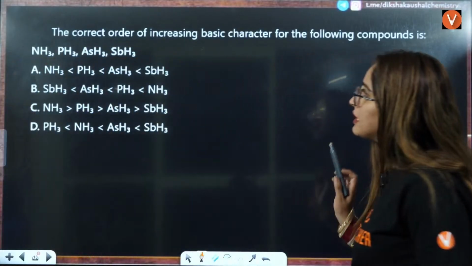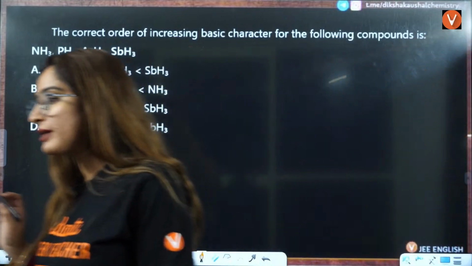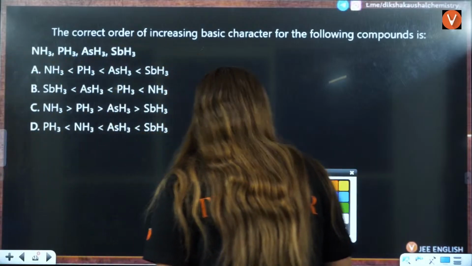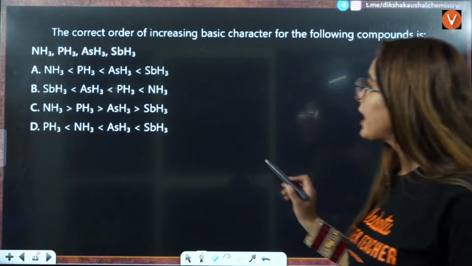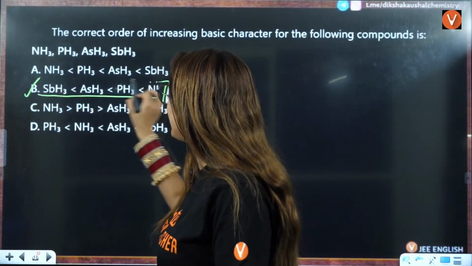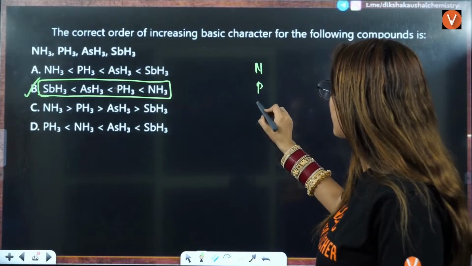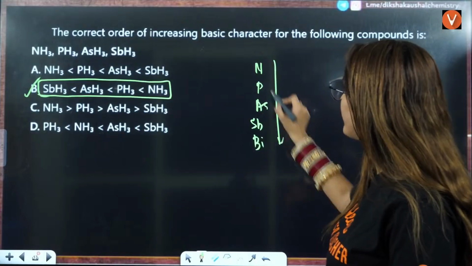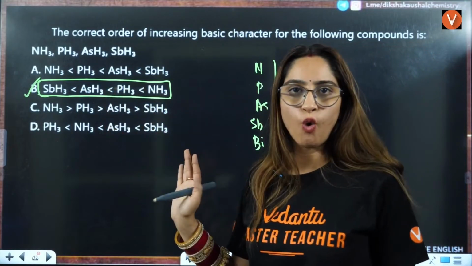Next we have the correct order of increasing basic character of the following compounds. Now they are asking you the basic character. So for basic character, what we know is that down the group basic character decreases, right? For hydrides I am talking about. So that's why B is going to be the correct answer, because down the group it is decreasing. Nitrogen, phosphorus and so on, right?